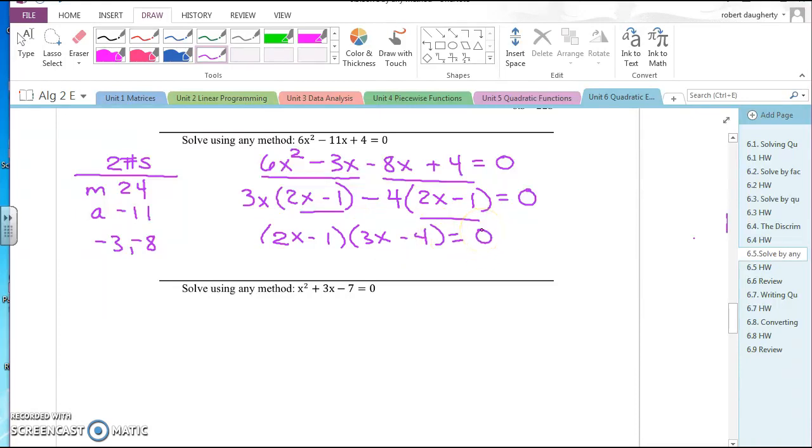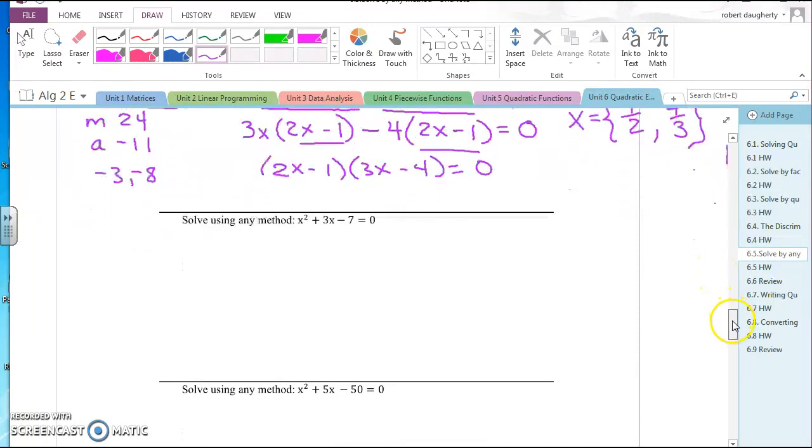Set each of these factors equal to 0, and you'll find that x is equal to 1/2 or x is equal to 4/3. Those are your two solutions. So this one, when I started to factor, and it did factor, I was working down the right path. I just keep on going, and that works out fine for me.